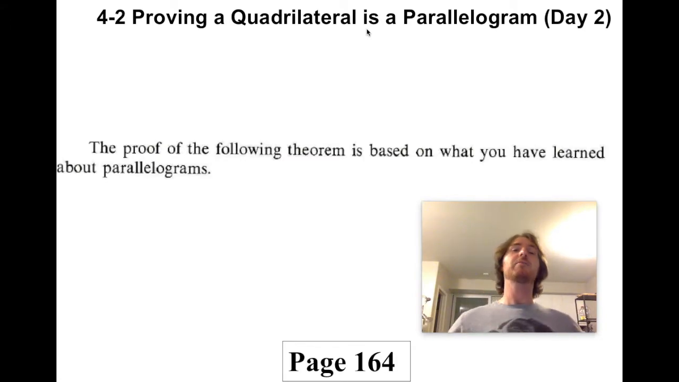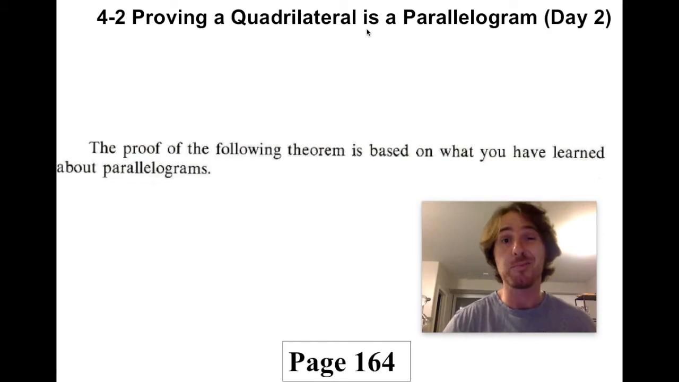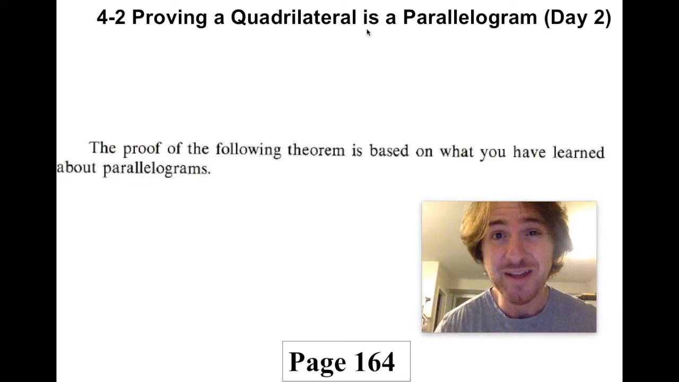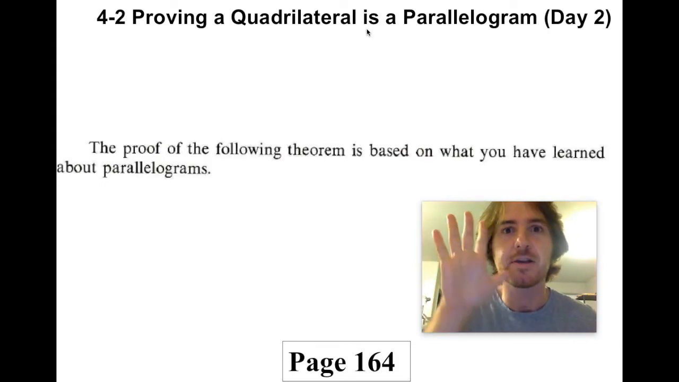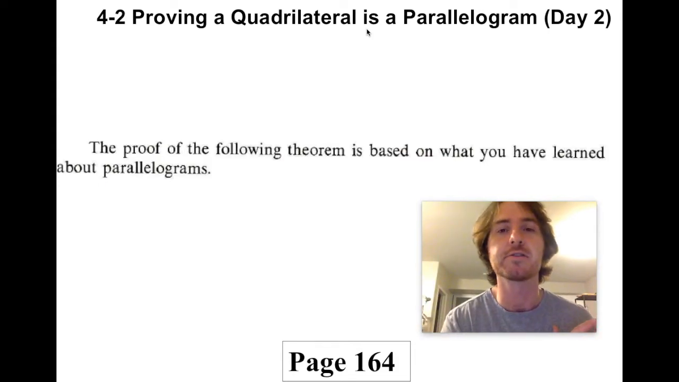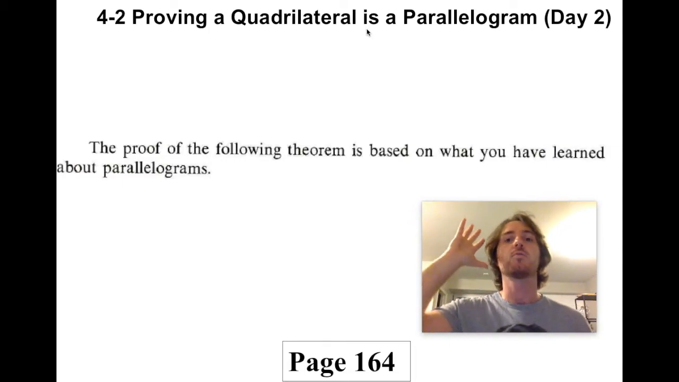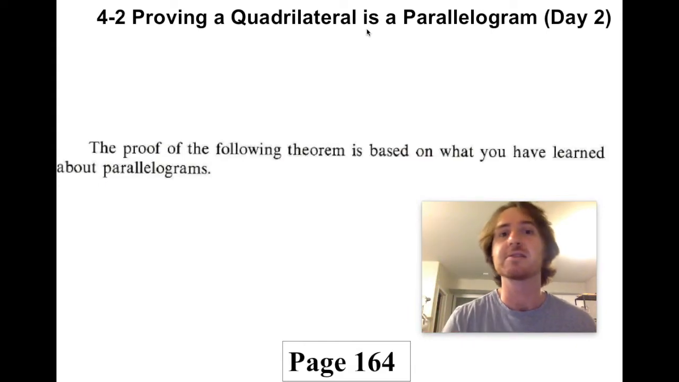So you might be wondering, why are we doing a second day? Well, are there going to be more than 5 ways? Well, if you did the reading last time, no, there's just 5 ways to prove that a quadrilateral is a parallelogram. You have the definition of a parallelogram, and then you have those 4 theorems we did last time. So you may be wondering why we're spending the second day on this if there's not another way to prove a quadrilateral is a parallelogram.